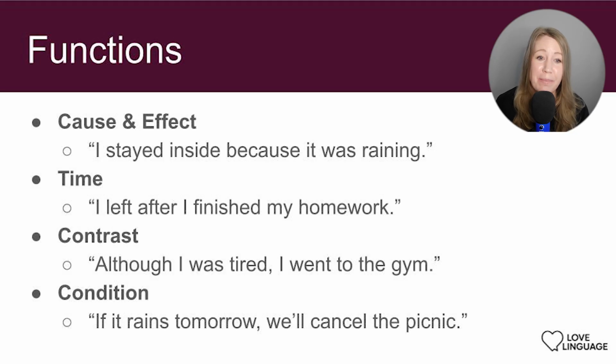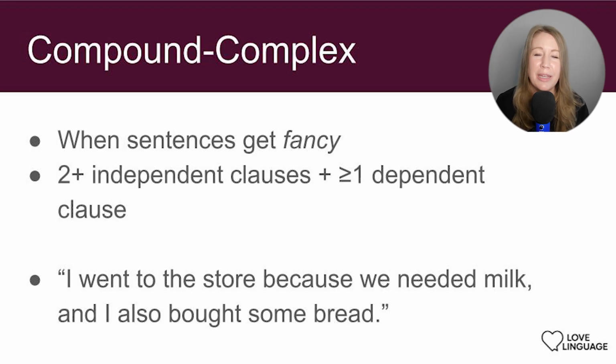They can show time. I left after I finished my homework. They can show contrast. Although I was tired, I went to the gym. And they can show conditions. If it rains tomorrow, we'll cancel the picnic. And sometimes you'll see sentences that are both compound and complex. Those have two or more independent clauses plus at least one dependent clause. For example, I went to the store because we needed milk and I also bought some bread.